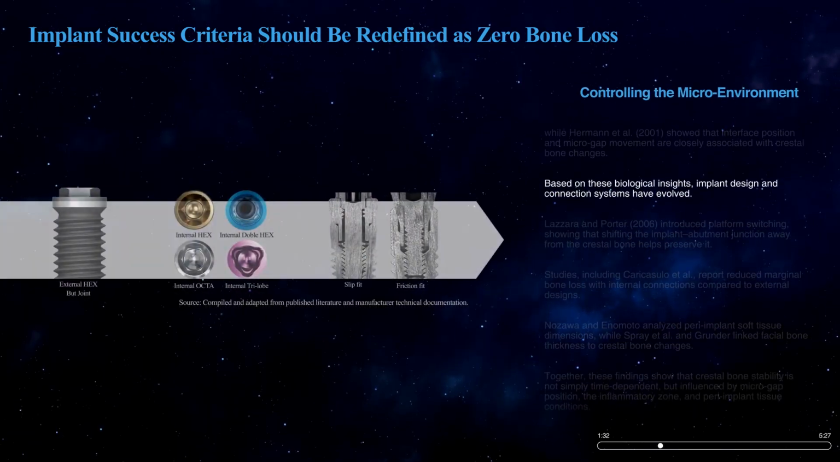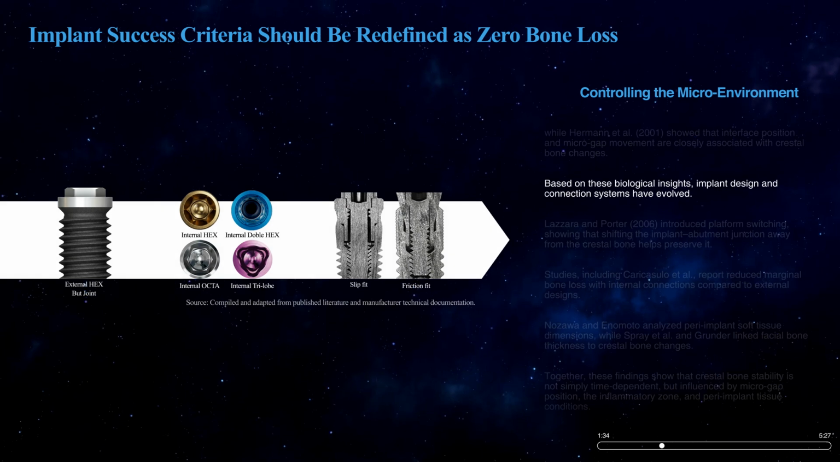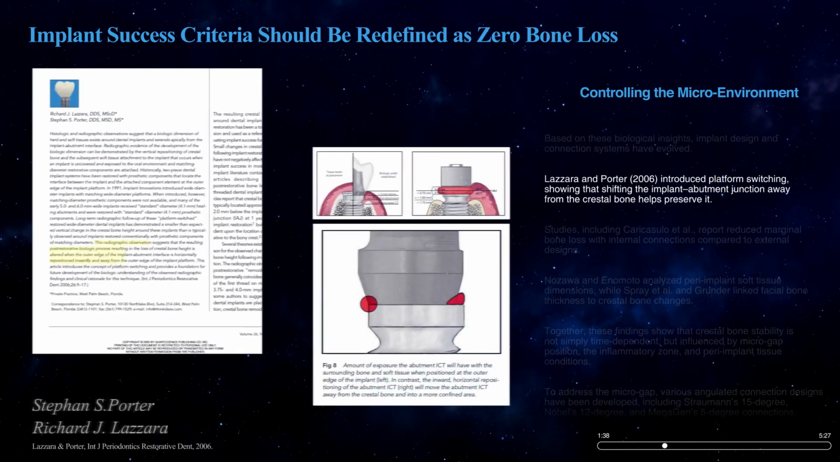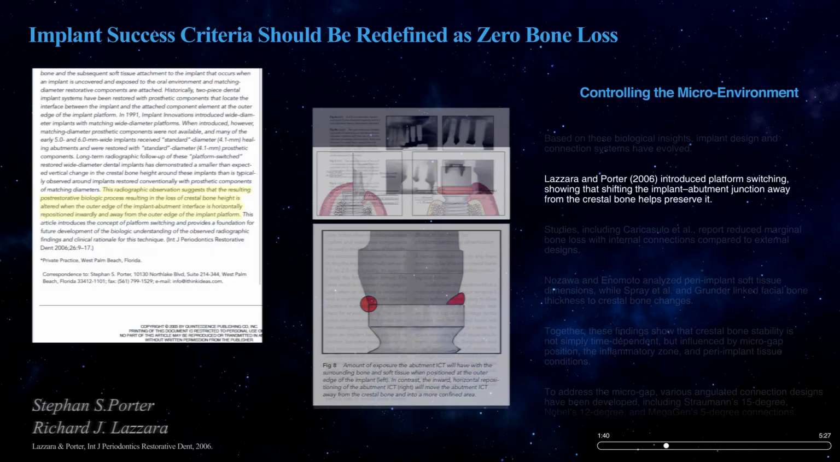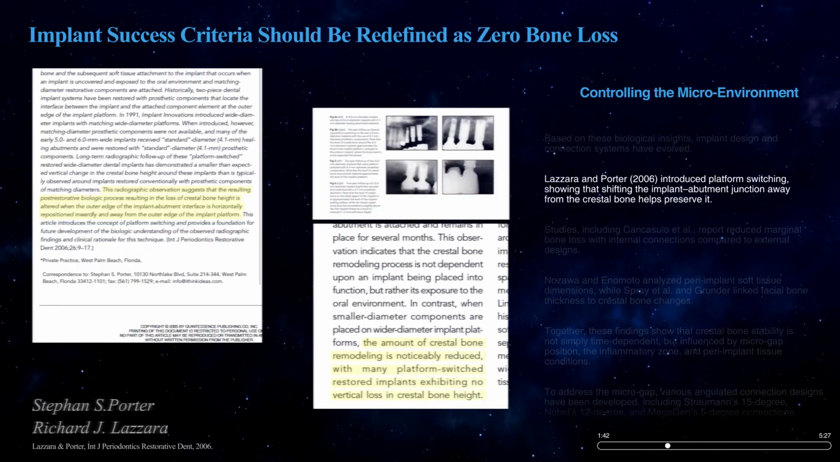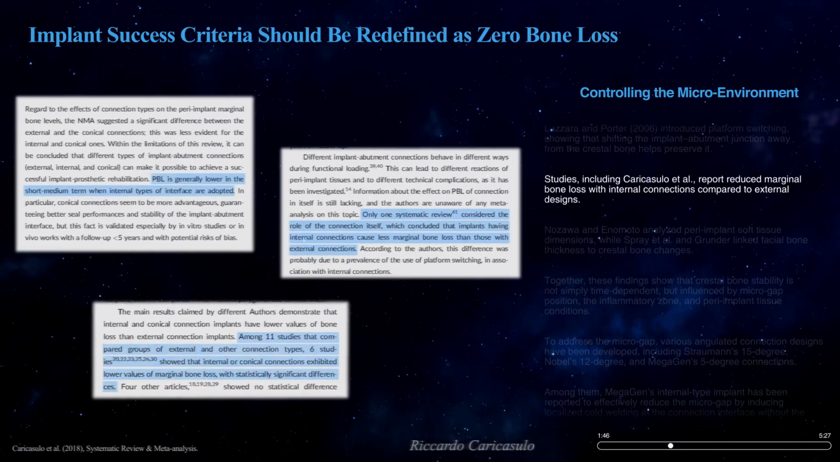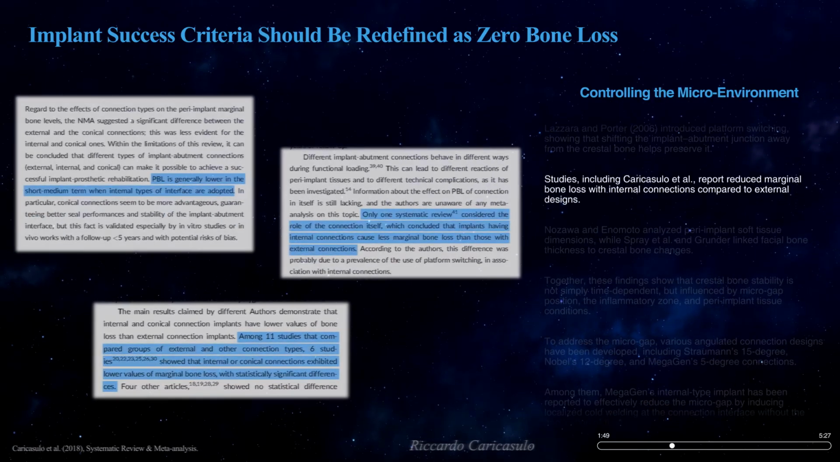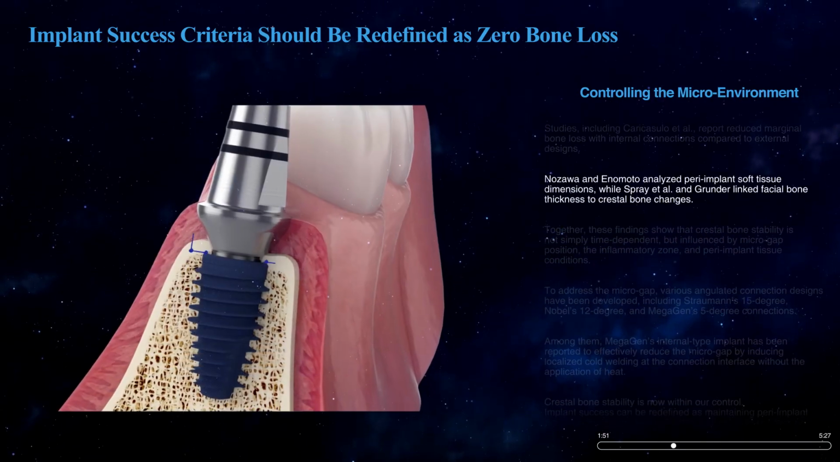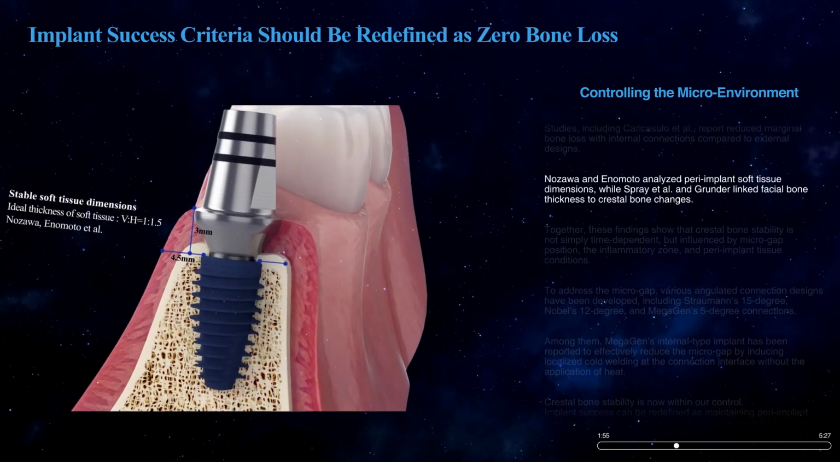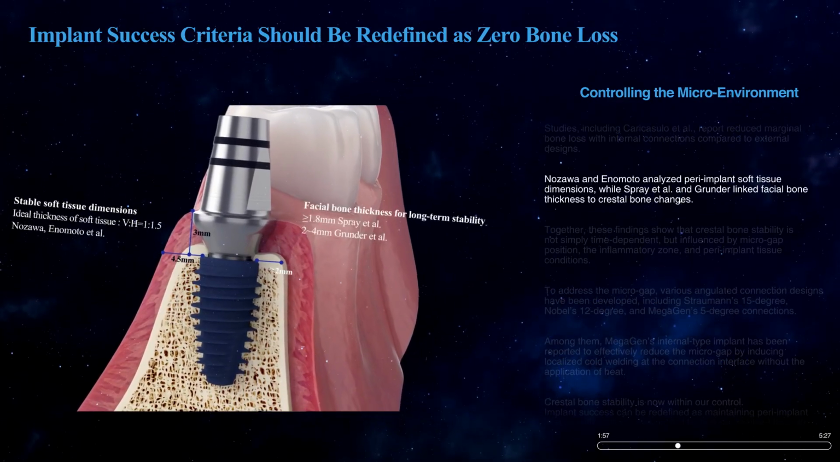Based on these biological insights, implant design and connection systems have evolved. Lazzara and Porter introduced platform switching, showing that shifting the implant abutment junction away from the crestal bone helps preserve it. Studies, including Caricasulo et al., report reduced marginal bone loss with internal connections compared to external designs. Nozawa and Enomoto analyzed peri-implant soft tissue dimensions, while Spray et al. and Grunder linked facial bone thickness to crestal bone changes.